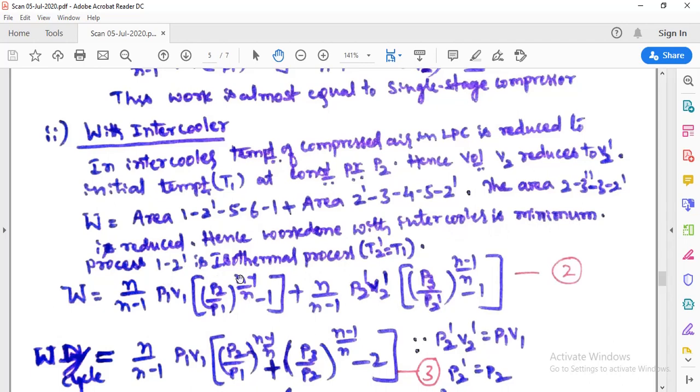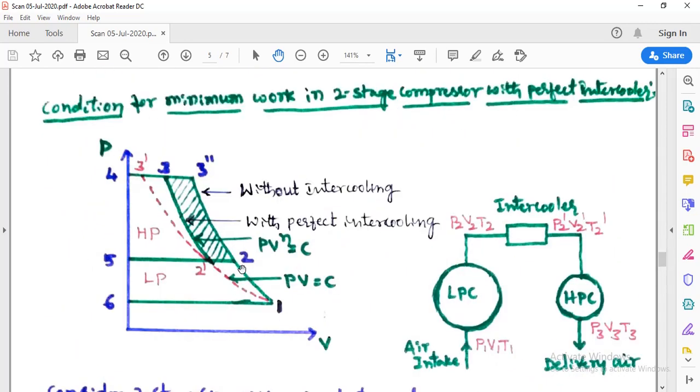Process 1 to 2 dash we can consider as an isothermal process. Why can it be considered an isothermal process? Please see that. After the intercooler, the volume is reduced from V2 to V2 dash. At point 1 the temperature is T1, and at point 2 dash, T2 dash is equal to T1. Hence, at points 1 and 2 dash the temperature is the same. So 1 to 2 dash can be considered as isothermal compression, because the temperature at points 1 and 2 dash is the same.